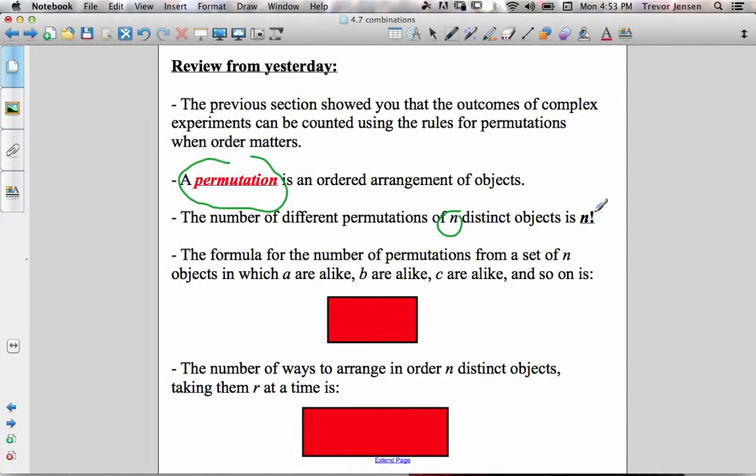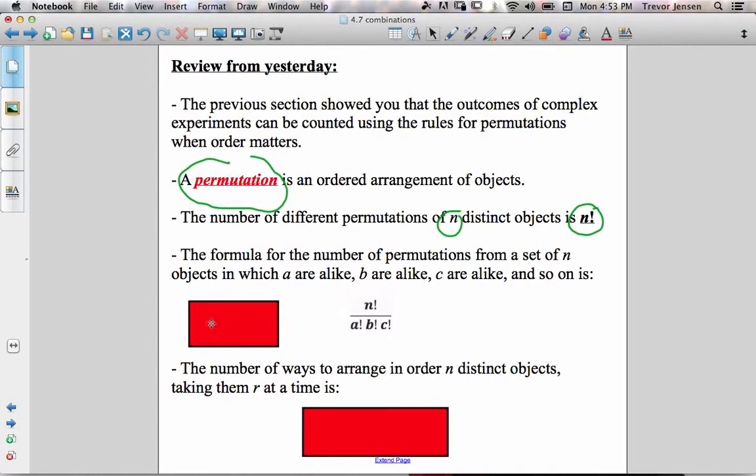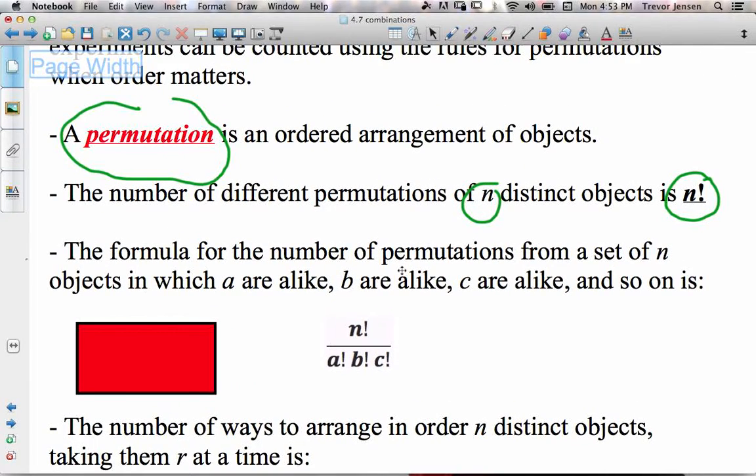had to do was n factorial. And I explained what factorials were in the previous lesson as well, and how to calculate them. So make sure before you watch this lesson, you've watched the 4.6 lesson so that you're clear on all of this. Also, we looked at the number of ordered arrangements of n objects in which some of the objects were alike, and I showed you this formula: n factorial over a factorial times b factorial times c factorial, and so on. And I explained why we're dividing by a, b, and c factorial, and so on, depending on how many alike objects there are.